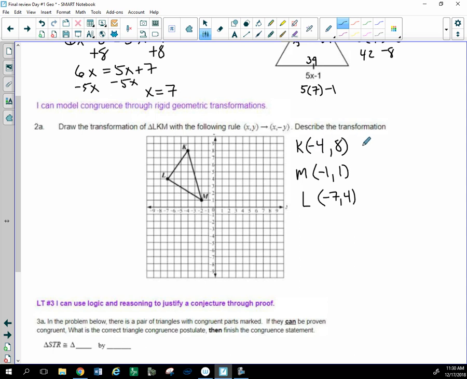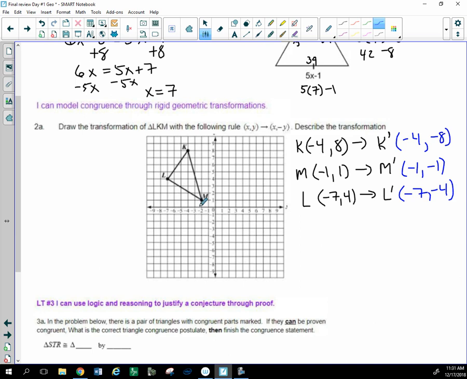And so now I'm going to transform these into a new prime value following the rule that is given to me up above. So when I transform them, it says x, negative y. So the only thing that's changing is that my y goes from whatever sign it is to its opposite sign, and the x's remain the same. So negative 4, negative 8. Down here, negative 1, negative 1. And L is negative 7, negative 4.